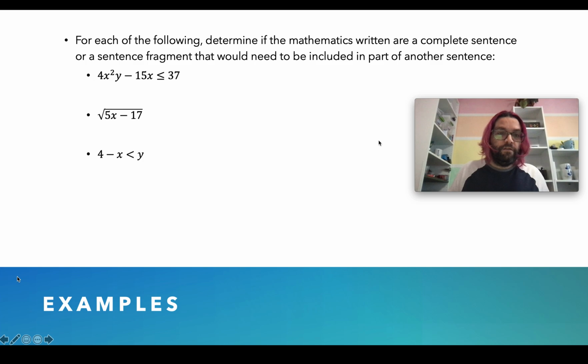All right, so hopefully you noticed that the first one is definitely a complete sentence. And again, one of the ways that we're going to see and hear that is by saying it out loud. When I read 4x squared y minus 15x is less than or equal to 37, the English verb literally shows up in there. Is less than or equal to 37. Okay, so the first one is a sentence. Yay. The second one, the square root of 5x minus 17, is not a sentence. That's a sentence fragment. That's a mathematical expression that we would need to put with other things to make it a complete sentence. And then the last one, 4 minus x is less than y, that one is a sentence.